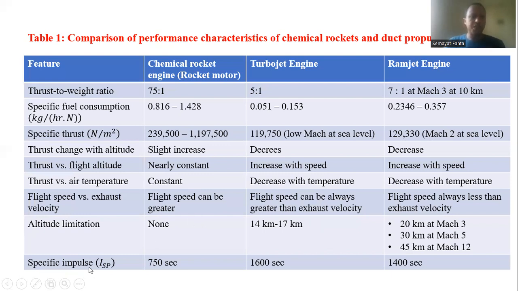These are the variations. The specific impulse that we can obtain from rockets is 750 seconds. The unit is second, okay? Turbojet 1600 seconds, ramjet 1004. So in terms of ISP, turbojet is giving better specific impulse. In terms of altitude, rockets are selectable because we have no altitude restriction. So this table helps us to know those.